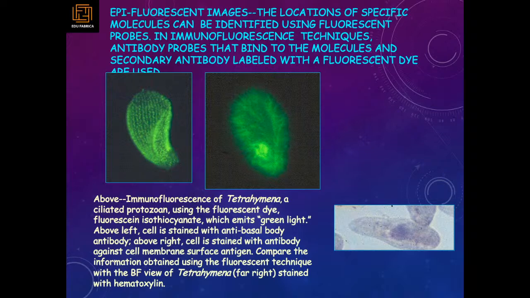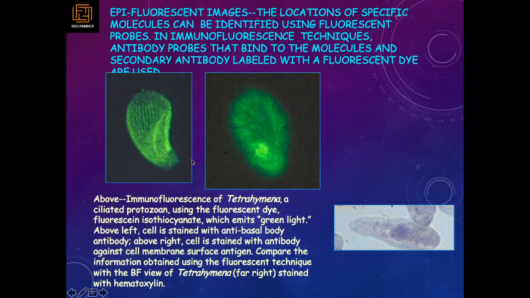Okay, sorry. In this image we have the immunofluorescence of Tetrahymena, which is a ciliated protozoan. We used fluorescein isothiocyanate, which emits green light in the dark. Above left is stained with the anti-basal body antibody, and the right one is stained against the cell membrane surface antigen. This is for the whole basal body. This is for only the cell surface antigen.